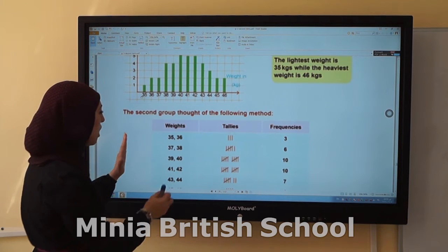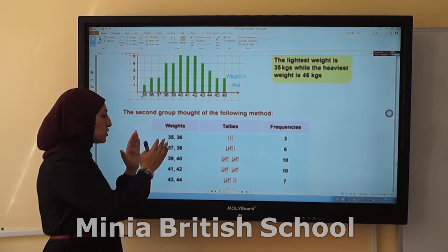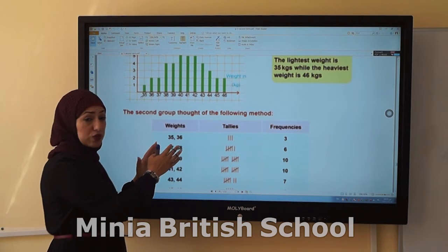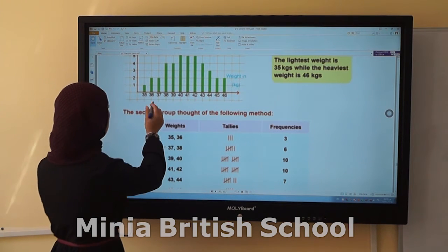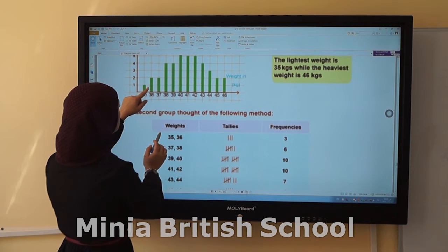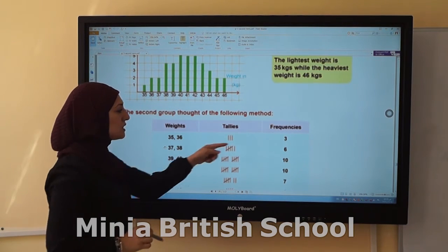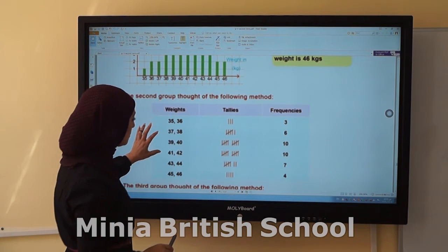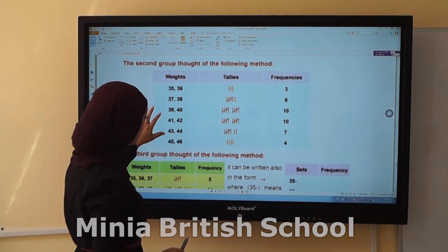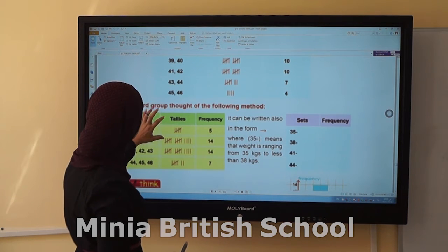The next one, I make a group consisting of the students whose weight is 37 to 38. Here, 37 is 2 students, 38 is 4 students, so both of them are 6 students. Do you get that? Okay?